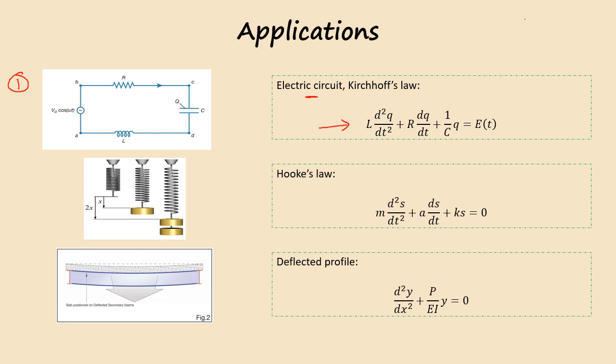Then in a mechanical system, the equation used to solve using Hooke's law is also a second order differential equation. And the next example that uses a second order differential equation to solve the problem is a deflected beam.